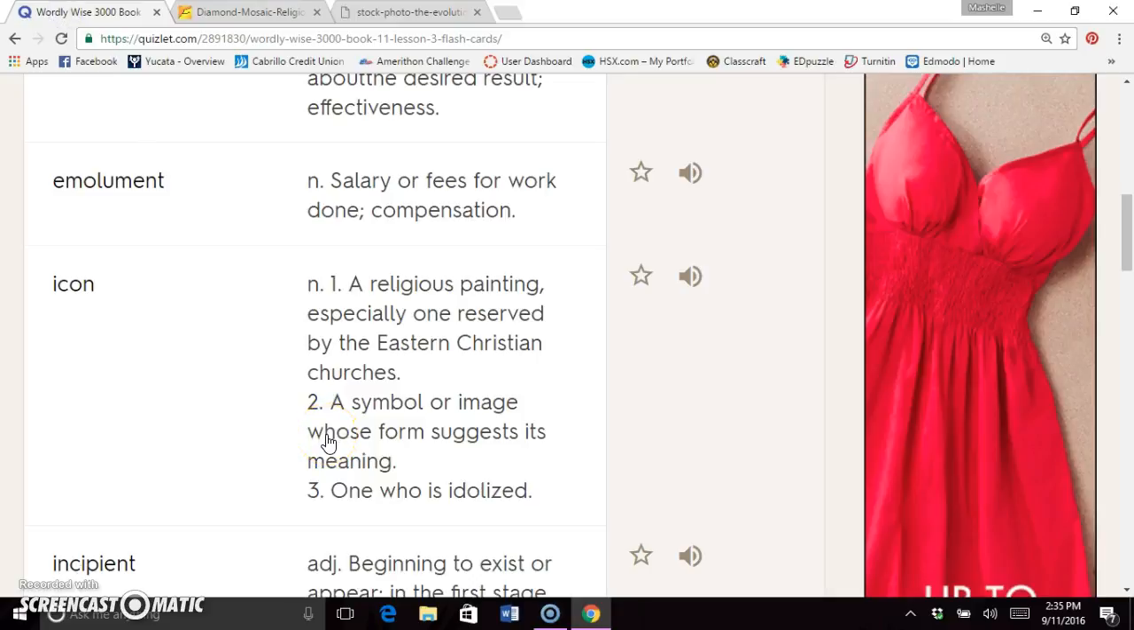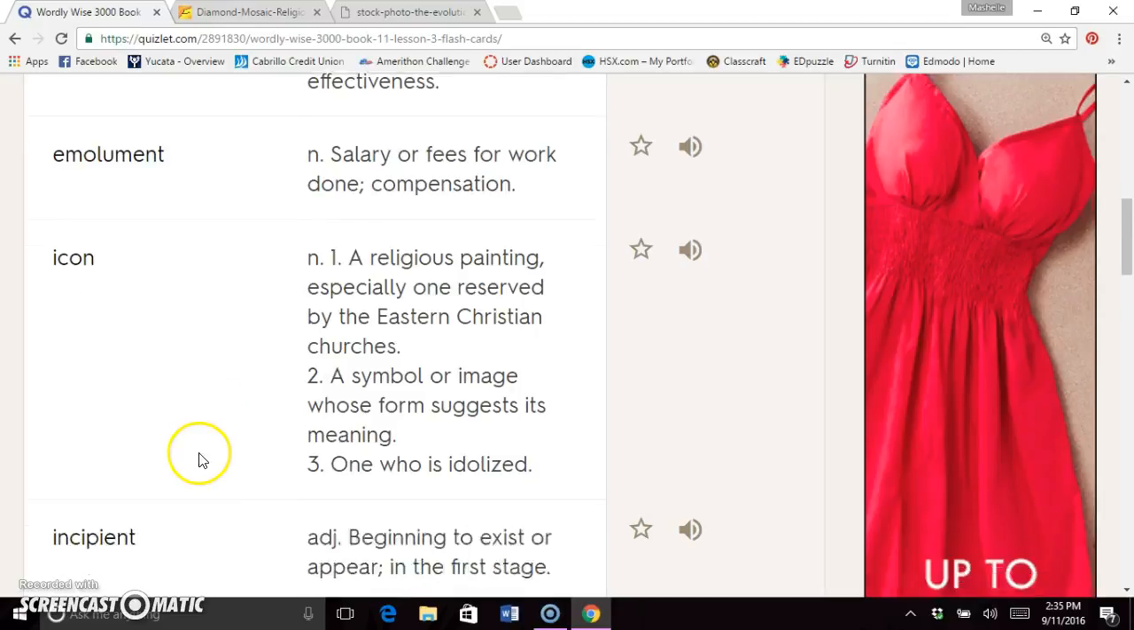And second one, a symbol or image whose form suggests its meaning, or one who is idolized. So an icon is someone we look up to, is someone we idolize. So that idea of looking up to Jesus, it could be looking up to an athlete, it could be looking up to a parent, a politician, but something that you like place on a pedestal almost, and you look up to them.